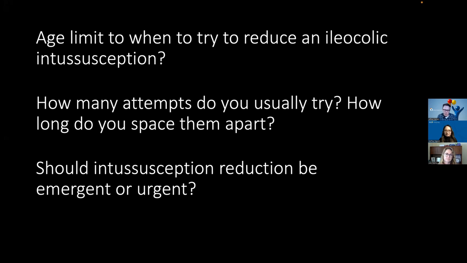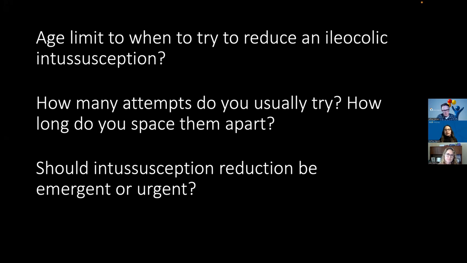Yeah, we do also, and we've had similar conversations with our surgeons. They've also told us that if we can at least partially reduce it, they might be able to do it laparoscopically versus open. So even if we see a lead point in an older kid, we generally will at least try, as long as the kid is clinically stable.